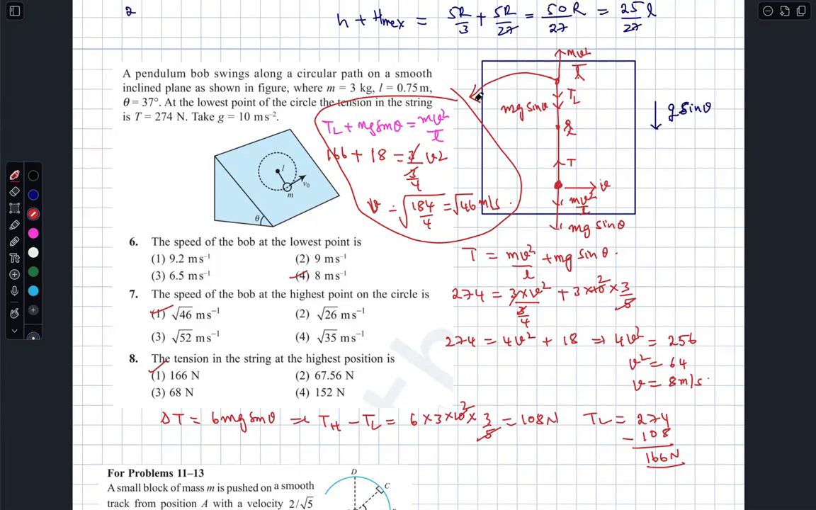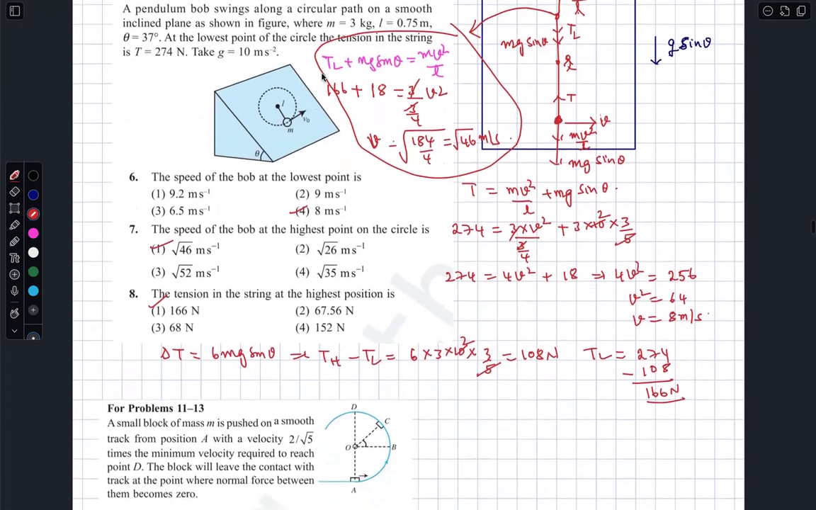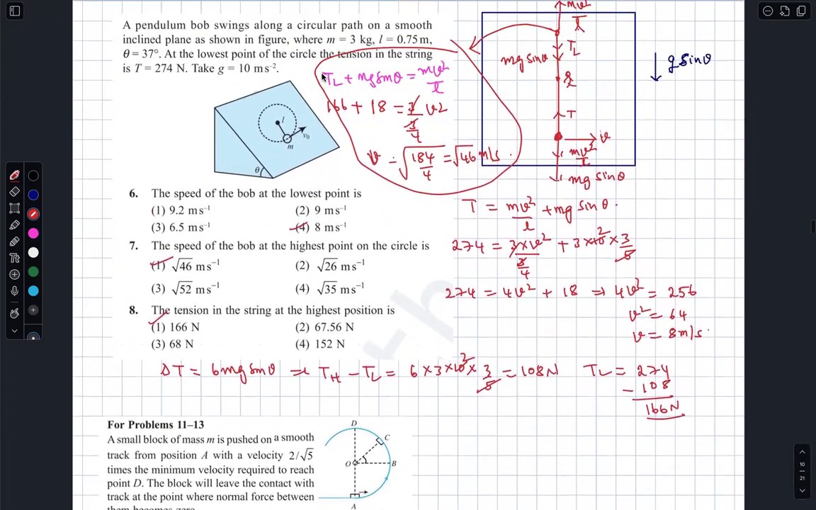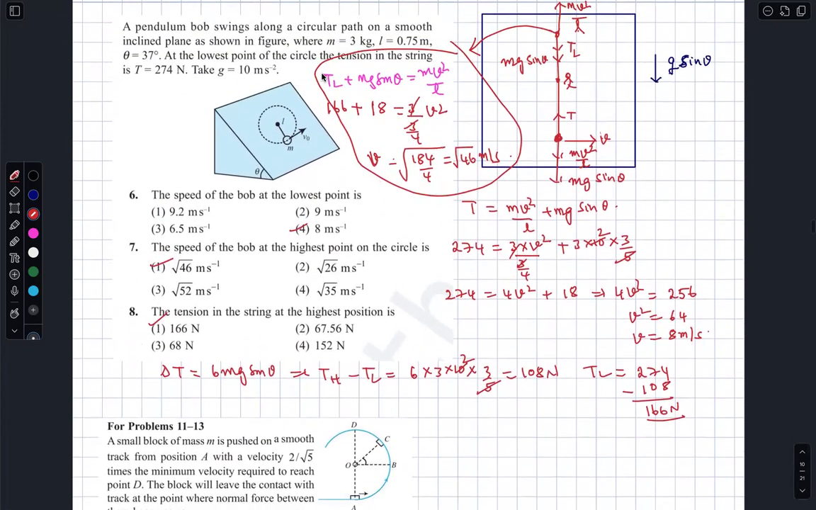Clear? Right. ECL students, confirmation from your side is required. ECL students, confirmation. No doubts. Right.